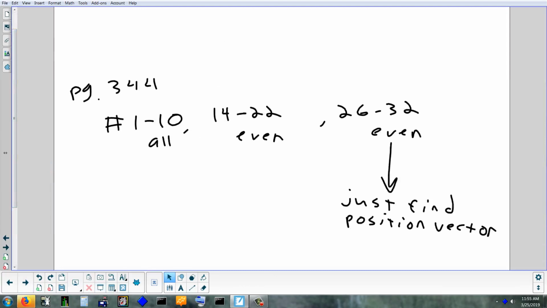We haven't done that yet. All I want you to do on 26 to 32 is find the position vector. Again, if you read the directions they're giving you, it won't make sense. So just use my directions. And remember, that's in the packet. This is not in your textbook.